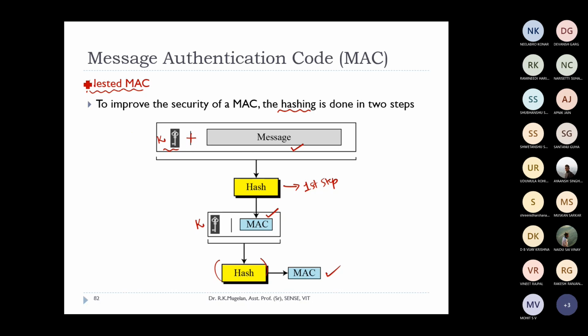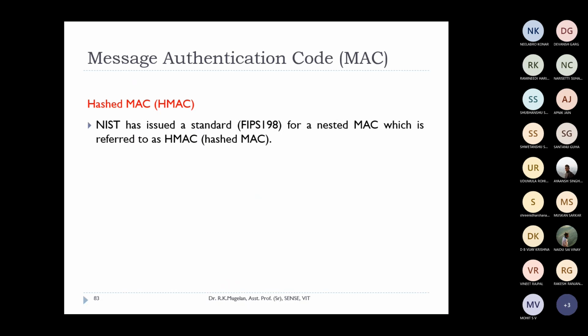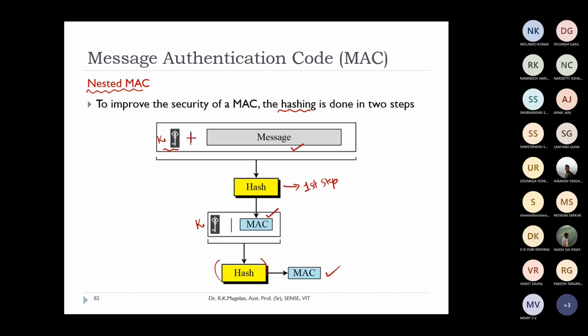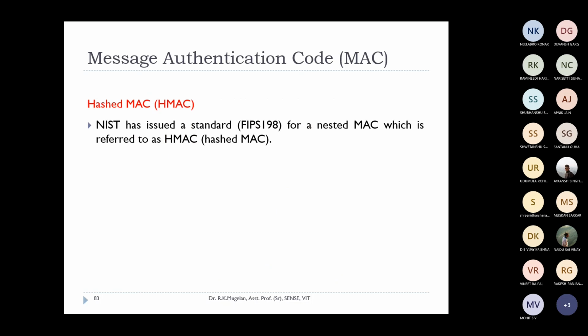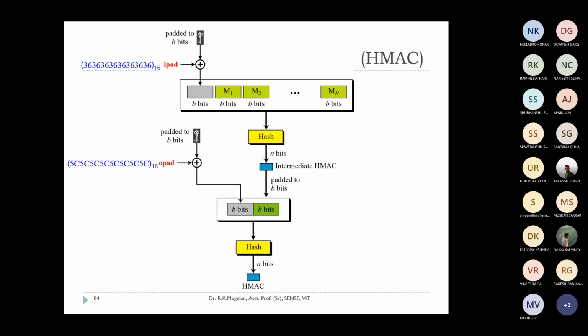This is called nested MAC, and in nested MAC there are different variants. One of them is called hashed MAC, shortly called HMAC. Actually, this nested MAC is nothing but a prototype of how two hashings are done in two steps. This hashed MAC is one of the famous methods under nested MAC, under a standard called FIPS 198. We'll see how it works.